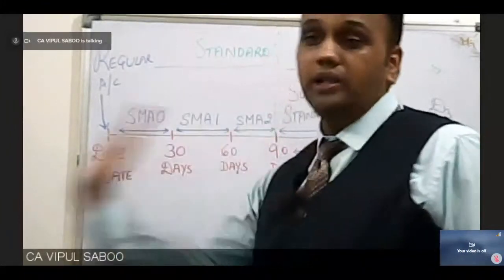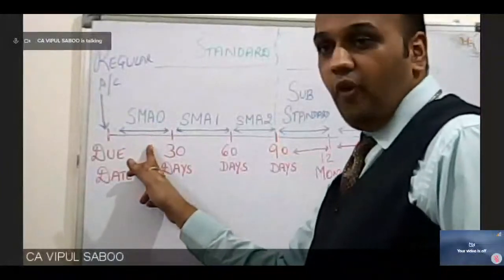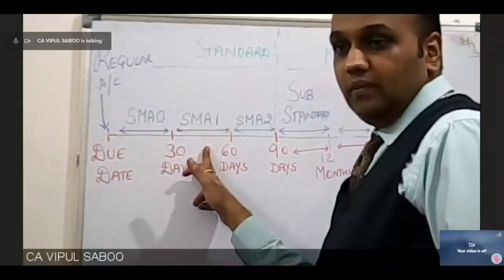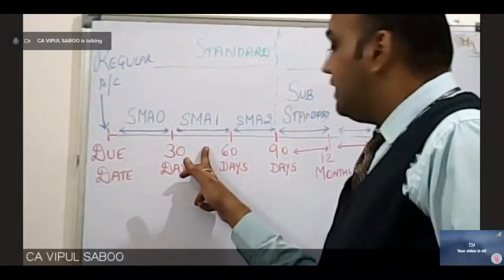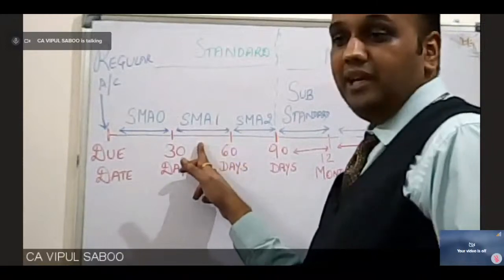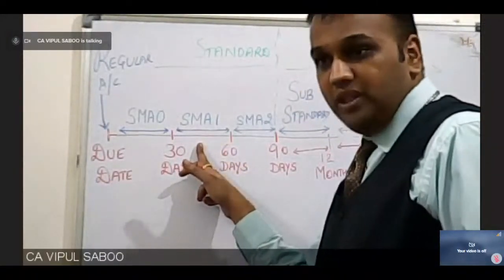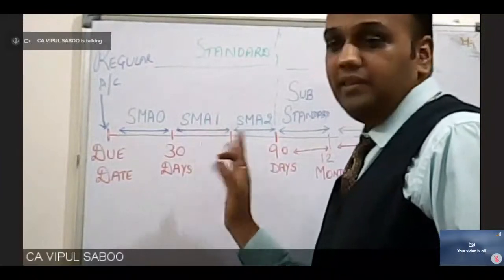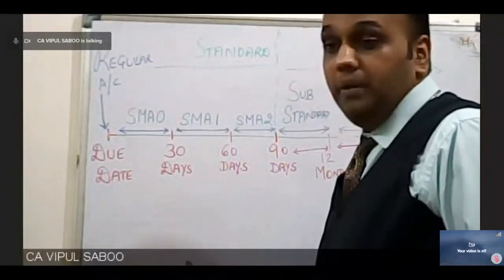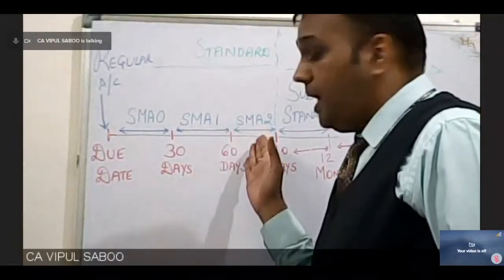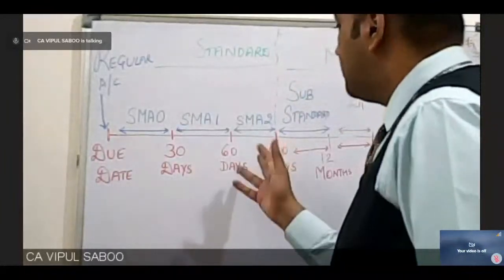Now, gone are those 30 days as well, no payment made. It falls into SMA 1. From the 31st day itself, it falls into SMA 1. Till 60 days, it remains SMA 1. If you make the payment before 60 days, it is SMA 1. Work done, your default rectified. But no, the payment was not even made during SMA 1. 60 days have also elapsed.